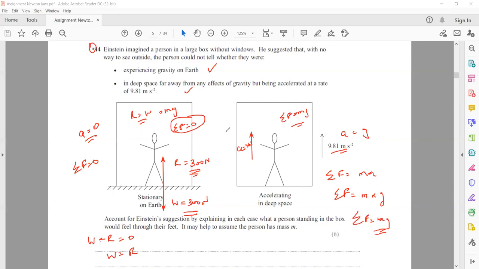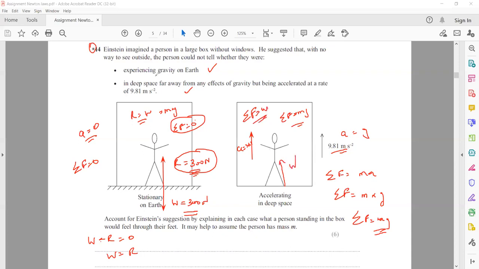That's why Einstein suggests that for this object the resultant force is zero, but the upward force is equal to the weight. And for the other person, who is accelerating in deep space, there should be a resultant force, and that resultant force is equal to mg, or we can say that the resultant force or upward force is also equal to his weight.